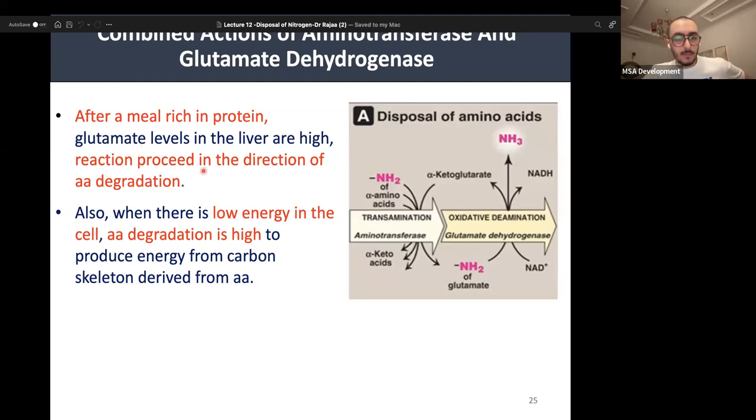Let's go on reading. Reactions proceed in the direction of amino acid degradation, because the reaction of amino acid degradation requires glutamate to be produced first. That's why it will be high in your body after a meal rich in protein. When there is low energy in your cell, now this is the reverse. This here is talking about the reverse of this whole process. When there is low energy in the cell, amino acid degradation is high to produce energy from the carbon skeleton derived from amino acids. So it will reverse this.